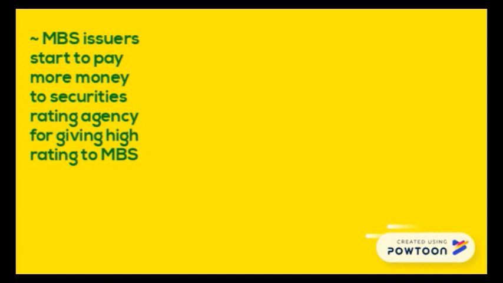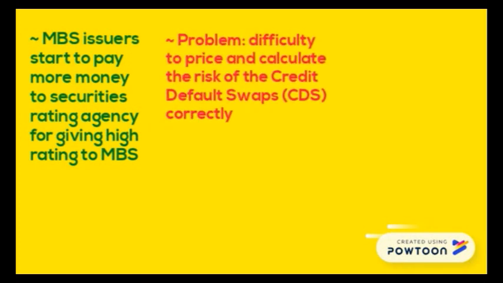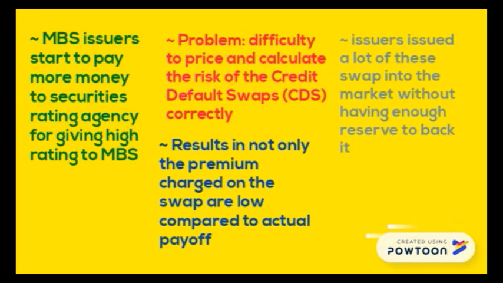MBS issuers started to pay money to securities rating agencies for giving high ratings to MBS, such as mortgage bonds and CDO issued by them. This created a very huge problem for insurance agencies, derivatives issuers and banks to price and calculate the risk of the MBS default insurance, credit default swaps, CDS, correctly. Thus, not only were the premiums charged on these swaps low compared to actual payoff, the issuers also issued a lot of these swaps into the market without having enough reserve to back them.